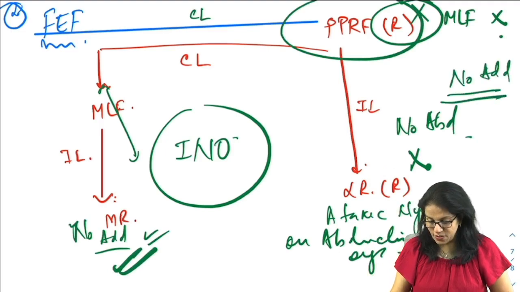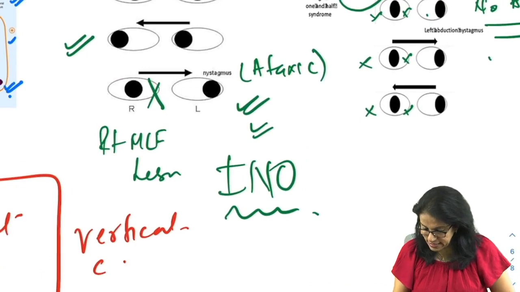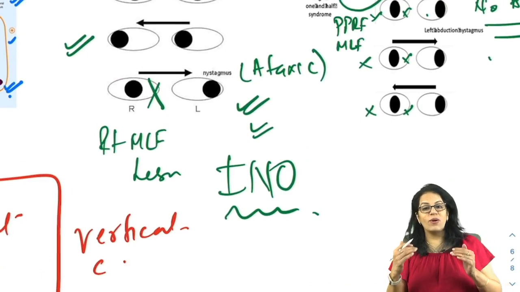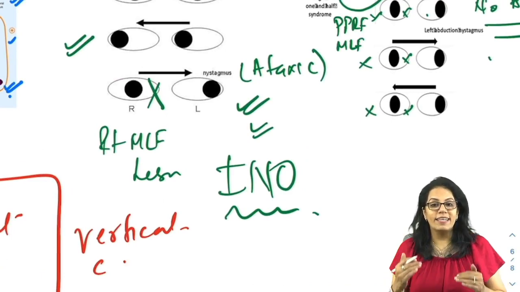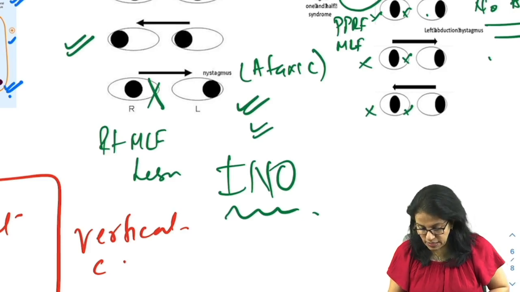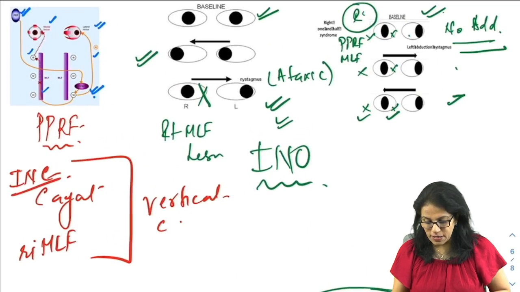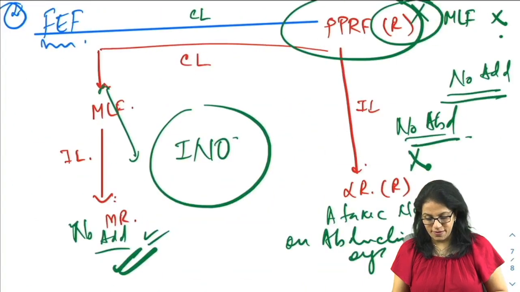This is what is happening. See here. That means on the right side, the PPRF is not working and the MLF is also not working. Same side, both are gone. This is one-and-a-half syndrome. Okay? So one-and-a-half syndrome means one is both adduction and abduction lost, half means only adduction lost. So this becomes one-and-a-half syndrome.